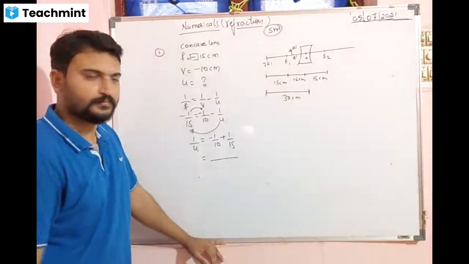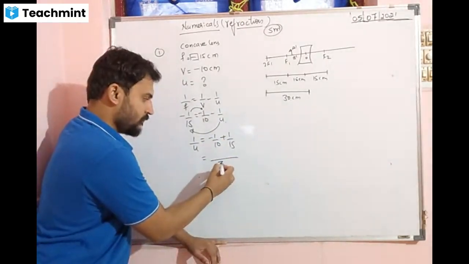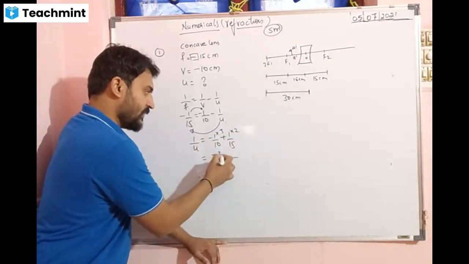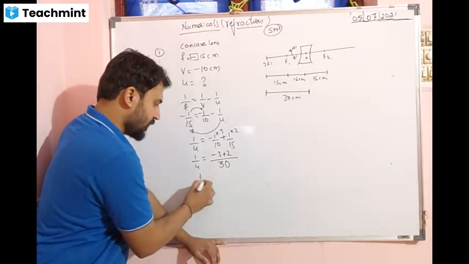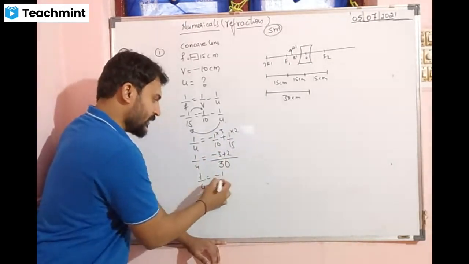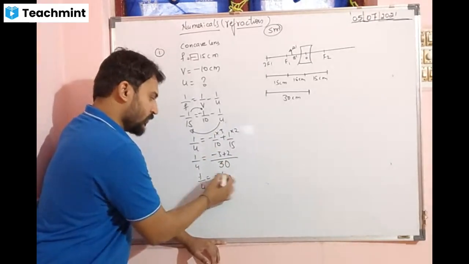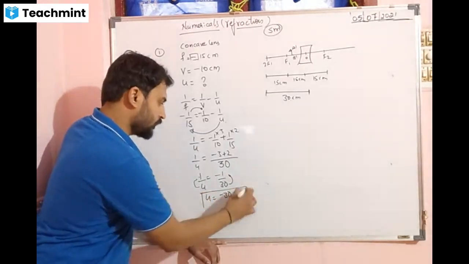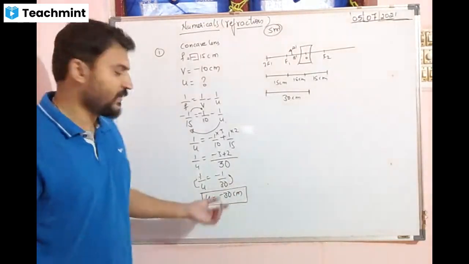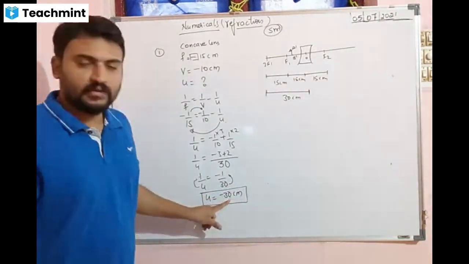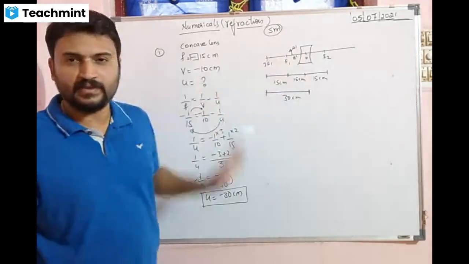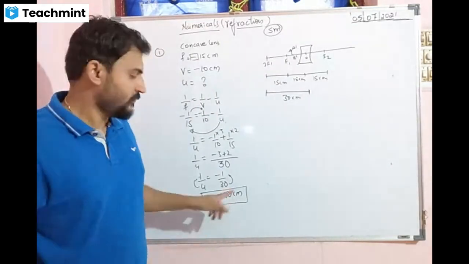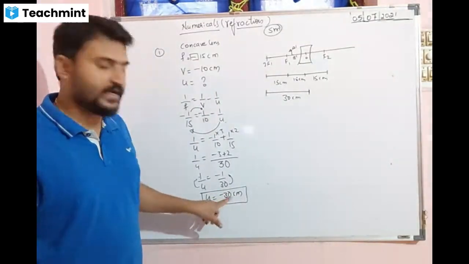LCM is 30. 10 threes are 30, 15 twos are 30. So minus 3 plus 2, 1 by u is equal to minus 1 by 30. Reciprocal: u is equal to minus 30 centimeters. So the object should be placed at 30 centimeters from the optic center. We have to write the answer. Got it? The object should be placed at minus 30 centimeters.